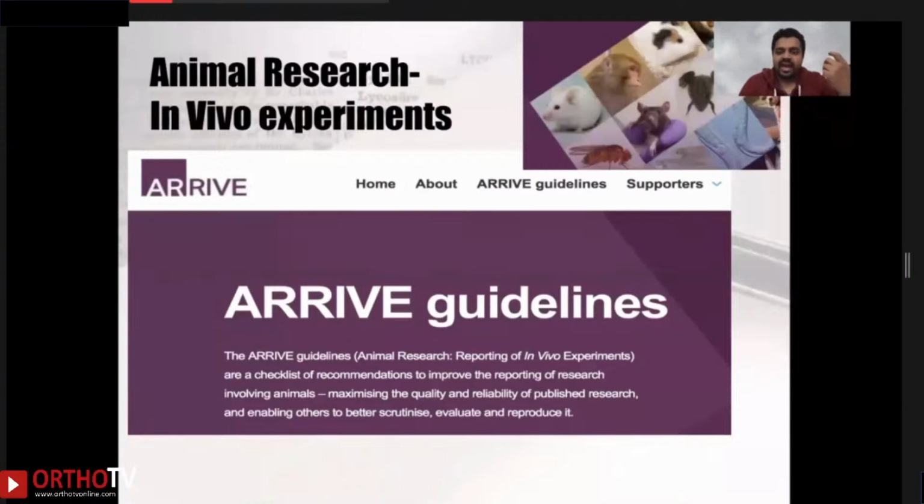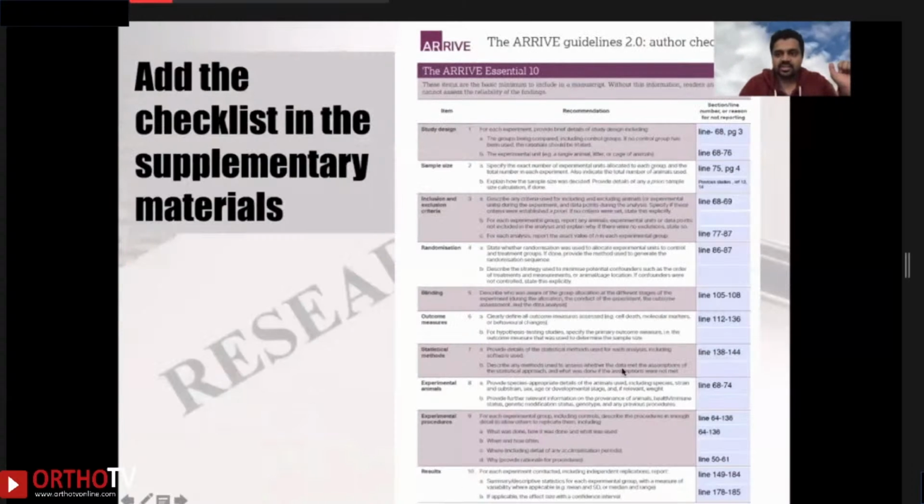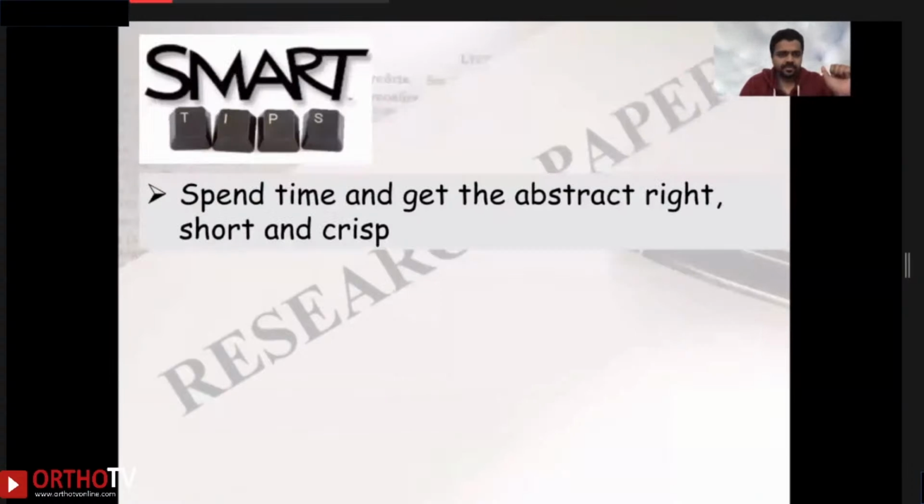And for animal research, they have the ARRIVE guidelines, that is, Animal Research: Reporting of In Vivo Experiments. Again, a checklist is there. For example, for one of the papers which we uploaded, we have written in the checklist all the line numbers and what all to see for. This says that you have followed a guideline and it gives you a good impression.